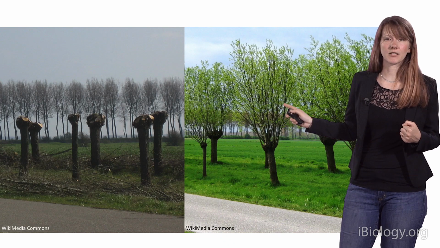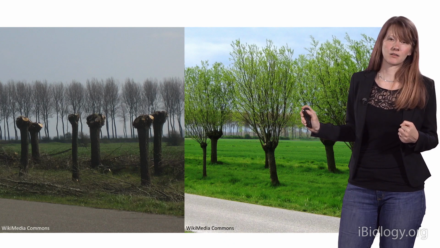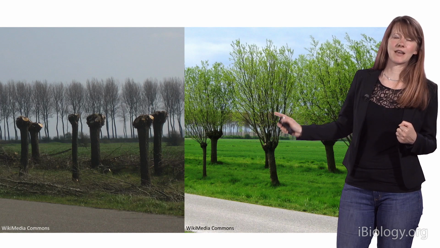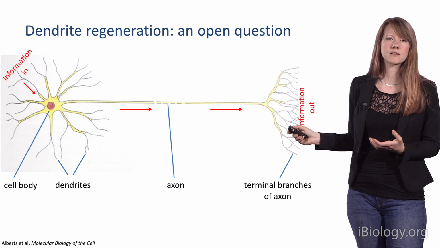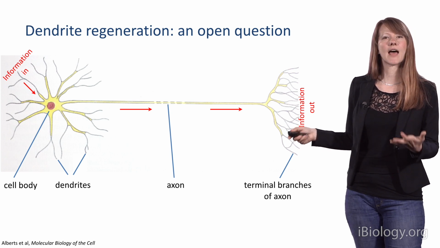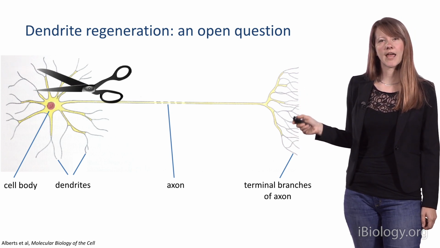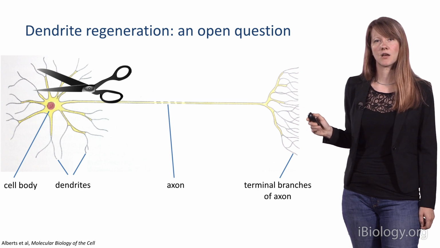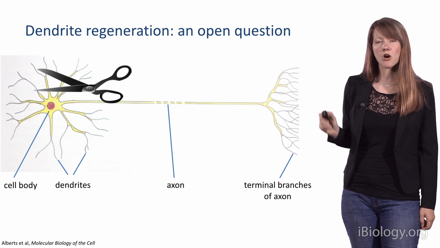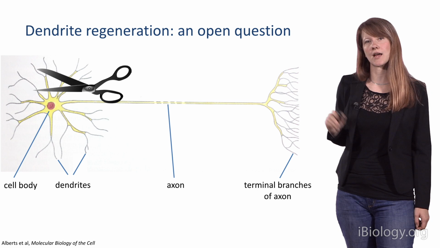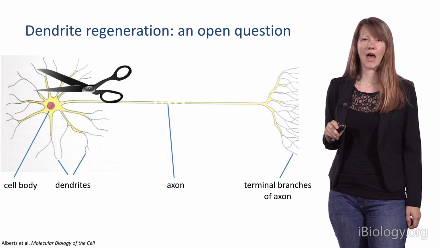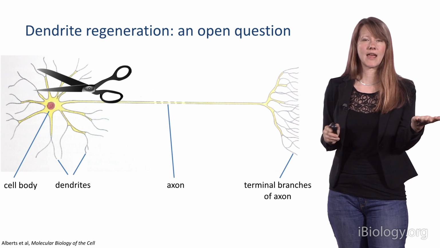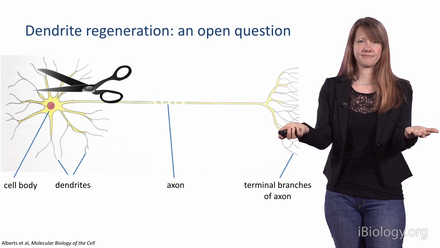But do they look like a tree that had never been pollarded? Do they look like a tree that had never been injured at all? Or to go back to our neurons, after a neuron has had its dendrites injured, can it perfectly recreate what it once had? Can it perfectly recreate what an uninjured neuron would look like? Or if not, what is the gap between how well it can recreate and where it ought to be?